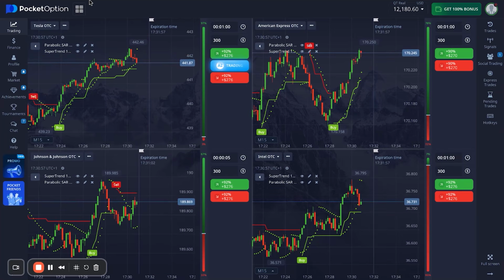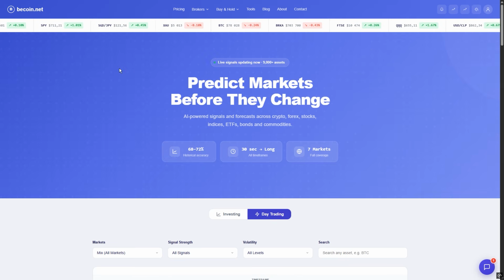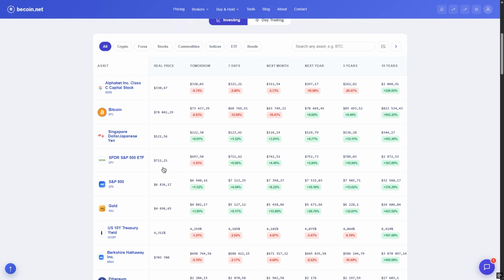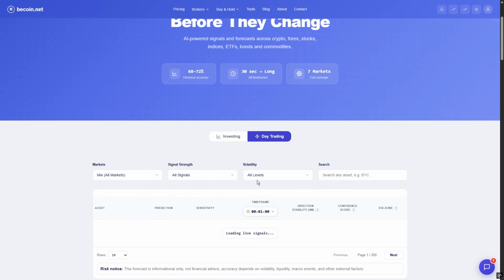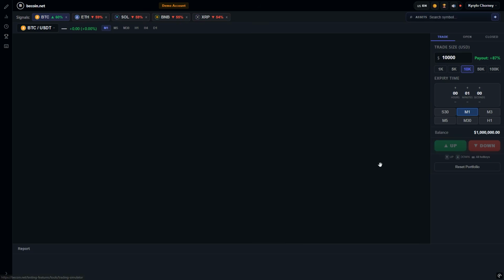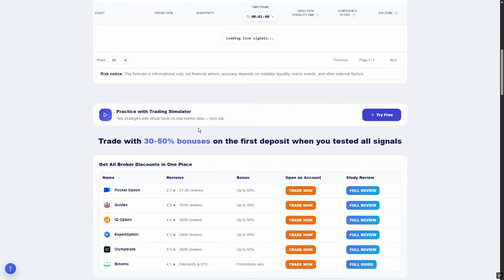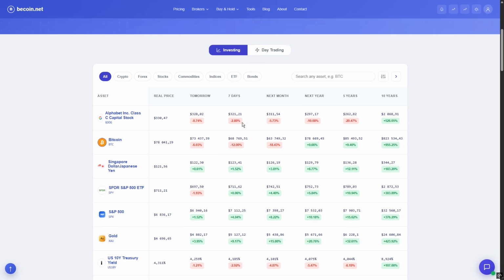Now, if you want to trade on Pocket Option, go ahead, but not like most people do. First, head over to bcoin.net. Check AI signals in real time, practice in the simulator before you blow real money, look at forecasts for your assets, and only then open a trade. It's not magic. It's just the prep work that 90% of traders skip. Happy trading.